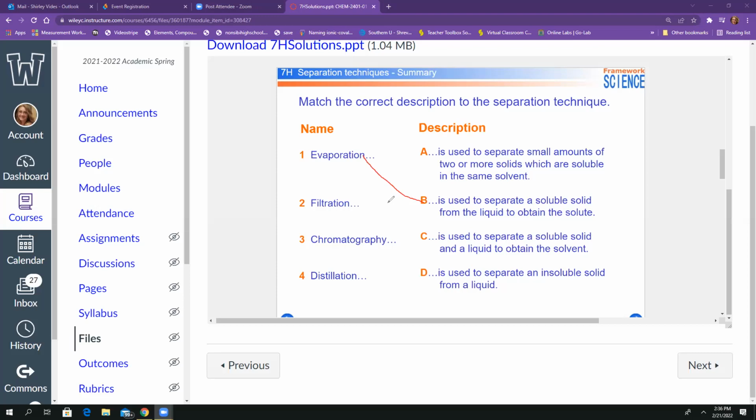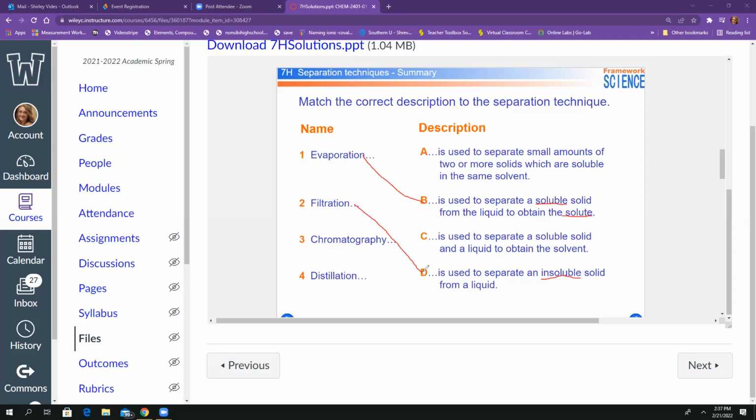It's going to be A, because you want to use the, see, this is the key word right here, soluble, and you want to obtain the solute. This time it was insoluble, because when you filter, you are using something like coffee grains. Think of coffee grains, filtration. The solid, the coffee grains, wants to be separated from the liquid.